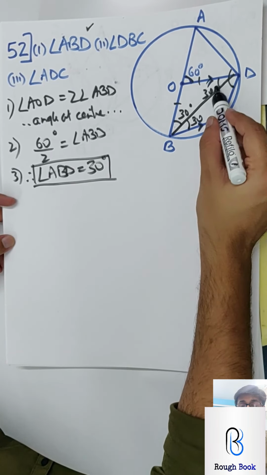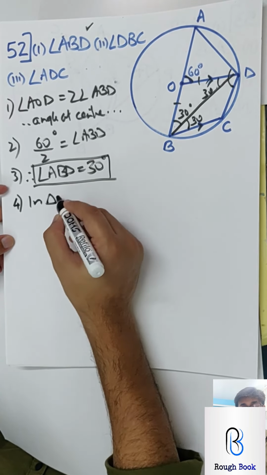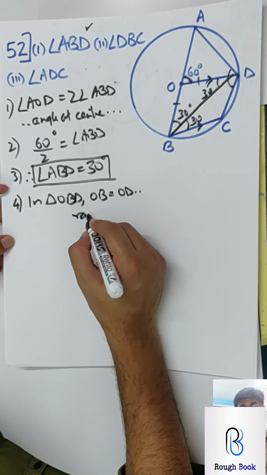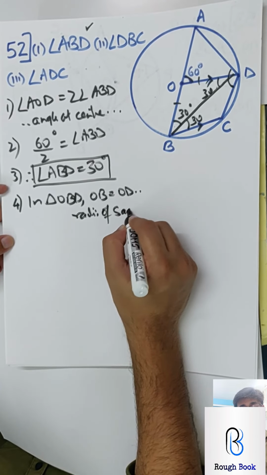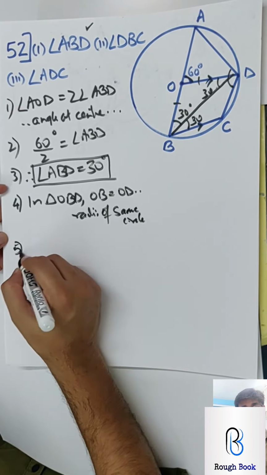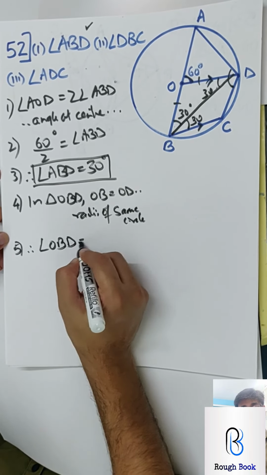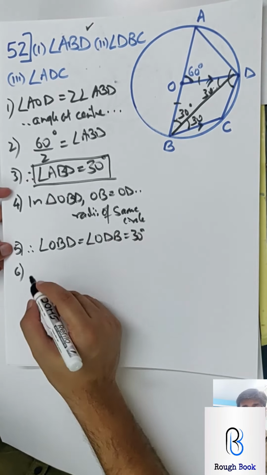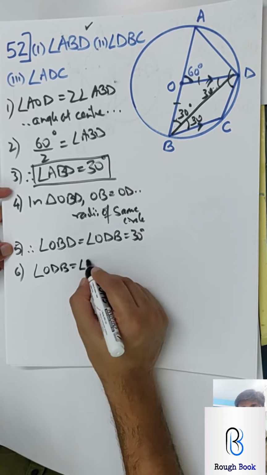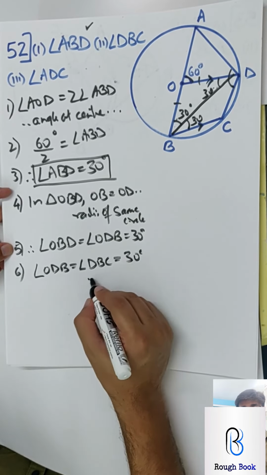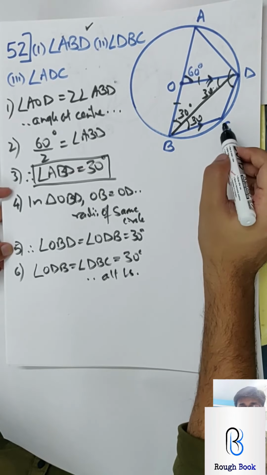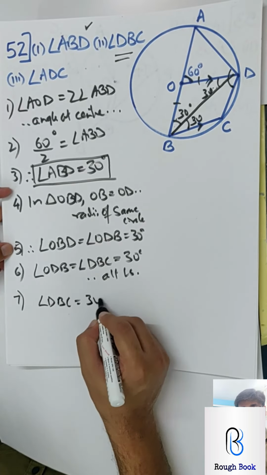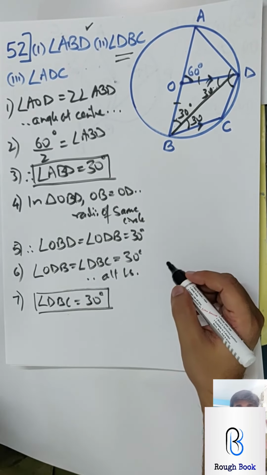Now for the next part, DBC, first get this 30. So we will say in triangle OBD, OB equals to OD, radii of same circle, and therefore angle OBD is equal to ODB is equal to 30. So we got both 30. Now we will say angle ODB is equal to DBC equals to 30, alternate angles. That is this one, DBC, that is the second part. So just rewriting it, DBC equals to 30 degrees. So we got our second one.